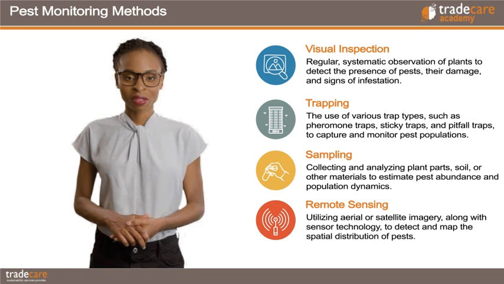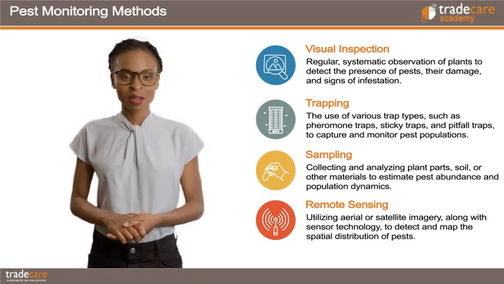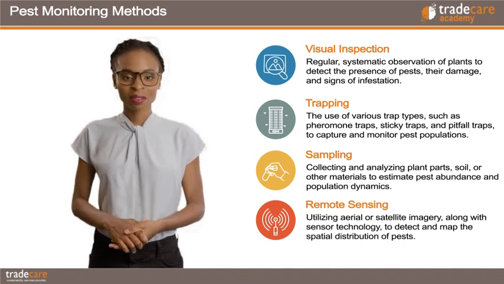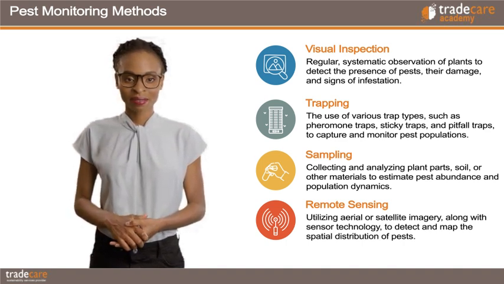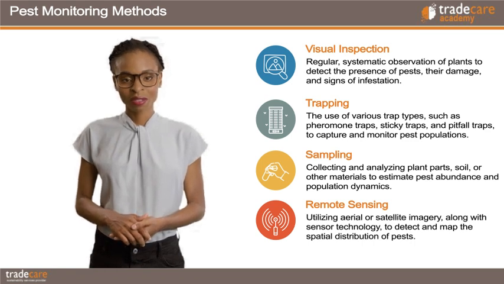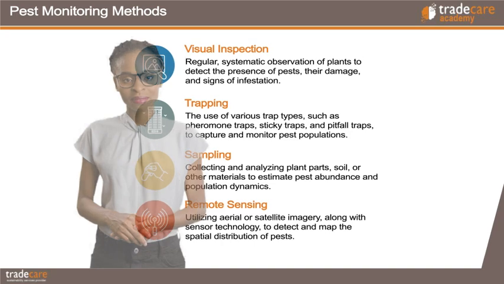And lastly, remote sensing. This advanced method utilizes aerial or satellite imagery, along with sensor technology, to detect and map the spatial distribution of pests. Remote sensing can provide a broader perspective on pest populations across large areas.